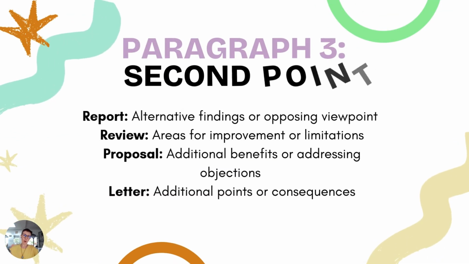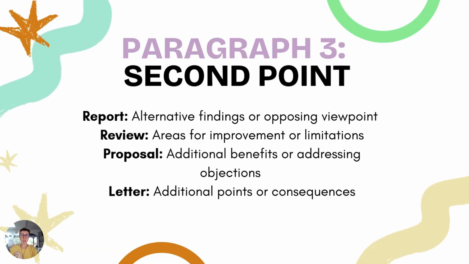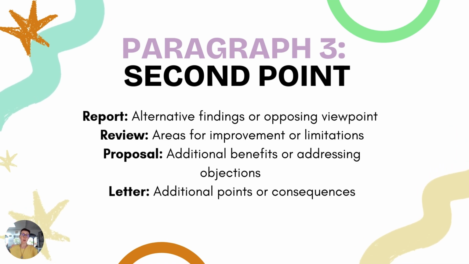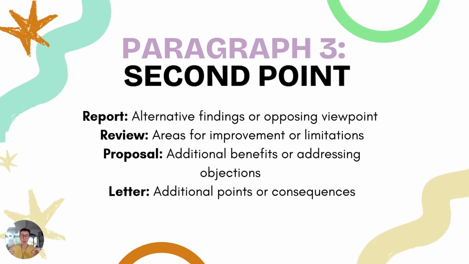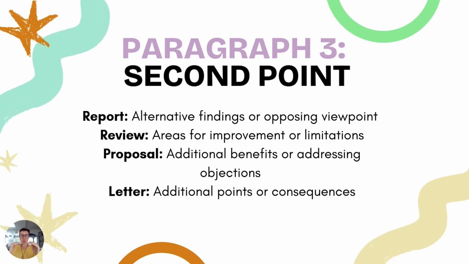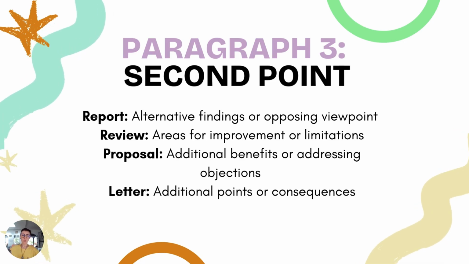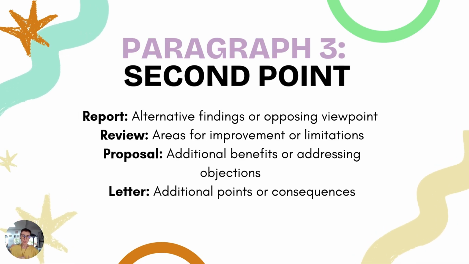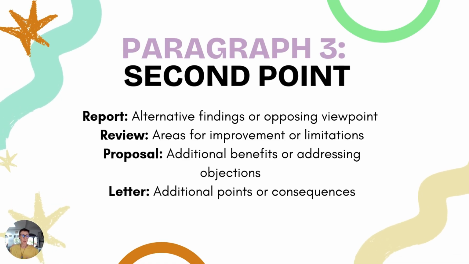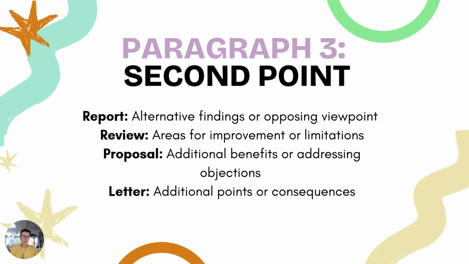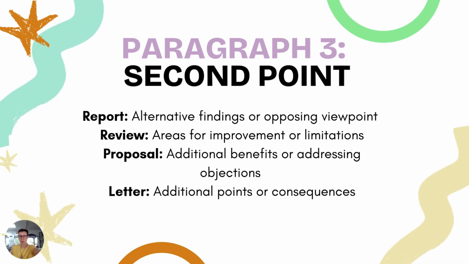So your third paragraph. In your third paragraph, you'd go on to your second point. So for your report, it would be alternative findings or a different point that you have. With the report, they normally break down exactly what they want you to talk about. So it could be cost, time, effectiveness. Your second paragraph here will be time. Review, areas for improvement or limitations. The proposal could be another problem, more solutions or additional benefits, or even addressing objections. And then your letter would be, again, additional points or consequences.